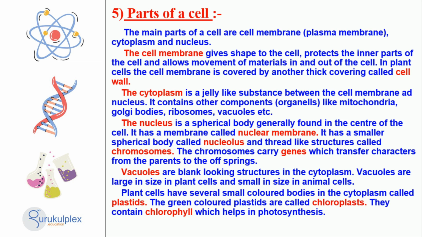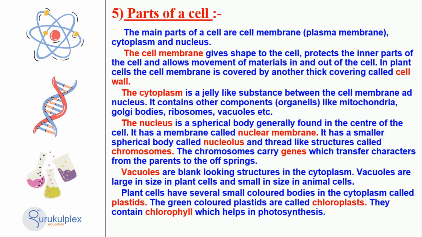Inside the cell membrane is the cytoplasm, a jelly-like substance which holds other organelles such as the mitochondria, Golgi bodies, ribosomes, and vacuoles. At the center of the cell is the nucleus, itself surrounded by a nuclear membrane, that contains the nucleolus and the chromosomes that carry the genes that create the traits of the offspring.